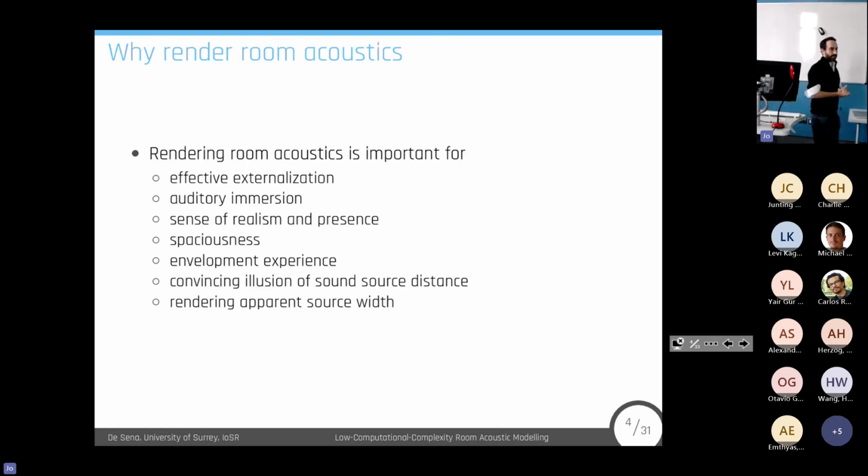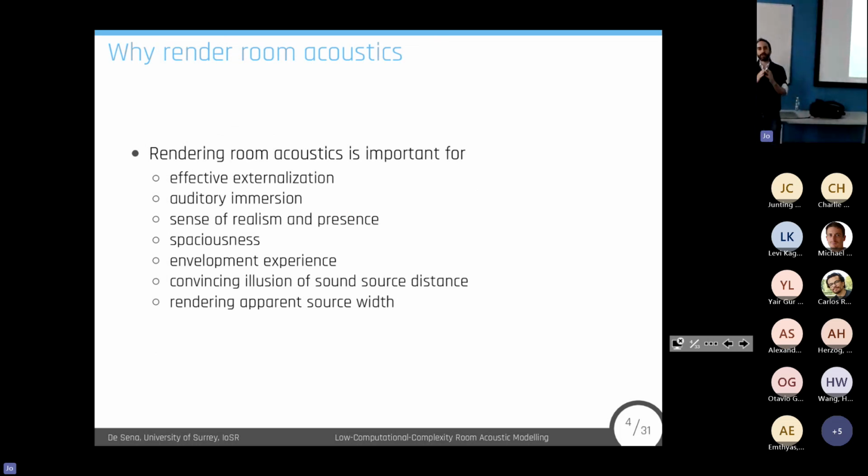Why do we need this? There are a number of reasons why you want to render room acoustics in these applications. One of the most important ones is, especially if you're wearing headphones, you need to add room acoustics in order to properly externalize sound. Multiple studies have shown that without room acoustics rendering, whenever you play back sound over headphones, it's going to be localized inside your head. So it's really important to be able to externalize sound, to make these virtual sources sound as if they're outside your head. You do need to render room acoustics. It's important for auditory immersion.